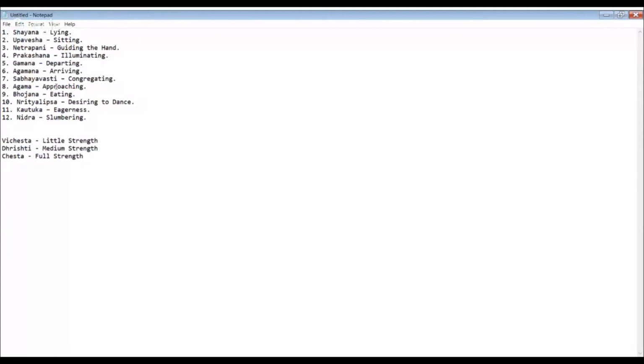So let's say we've got a career planet that is in an Agama Avasta. Well, that individual may be approaching a different job, or they may be going through a transformation in terms of how they approach the job that they're already involved in.